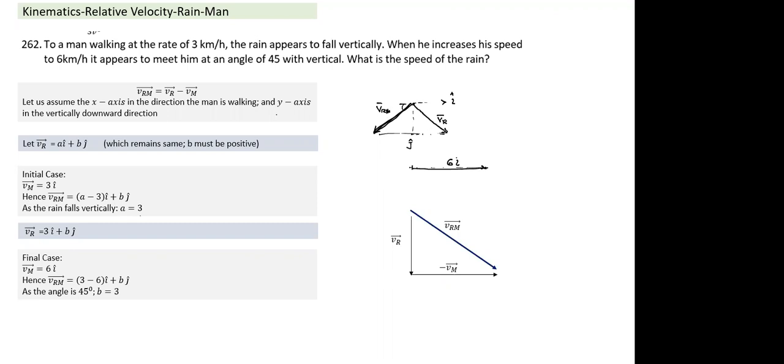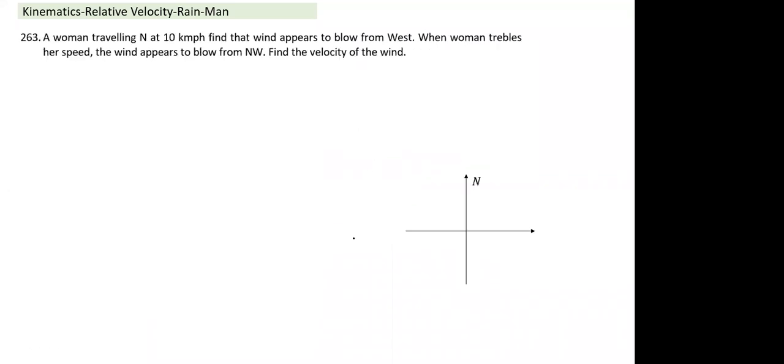Why does the I component become negative? When we increase VR in the X direction, in VRM it equals the subtraction of that velocity. Okay, so this is how rain will fall in the second case. And if he has to hold an umbrella, he will have to hold it at an angle of 45 degrees with the vertical. Okay.